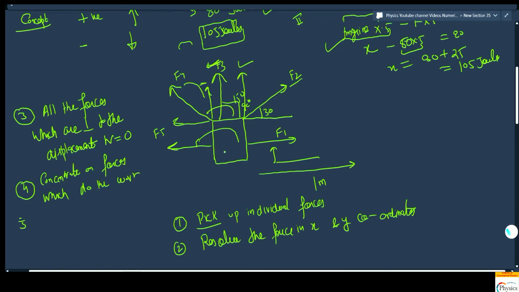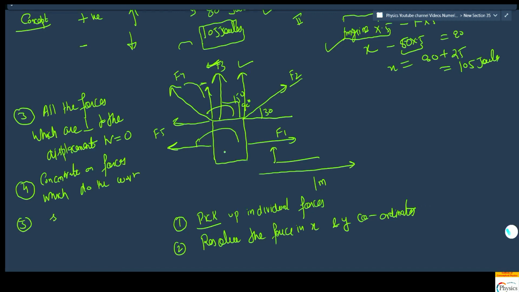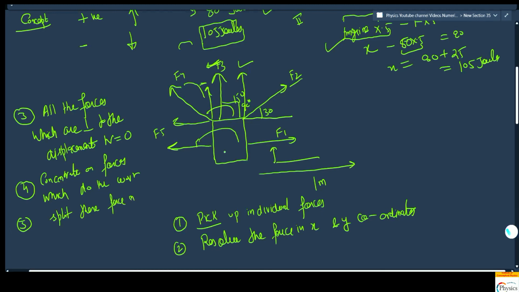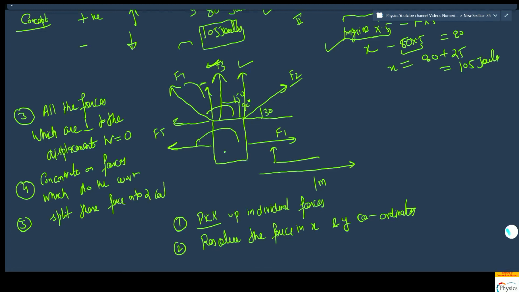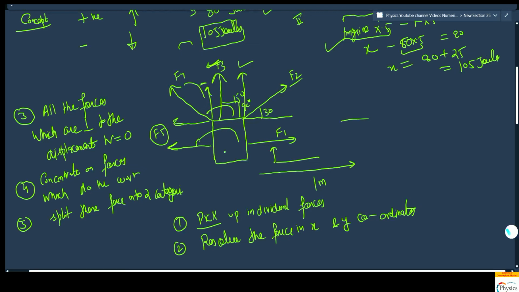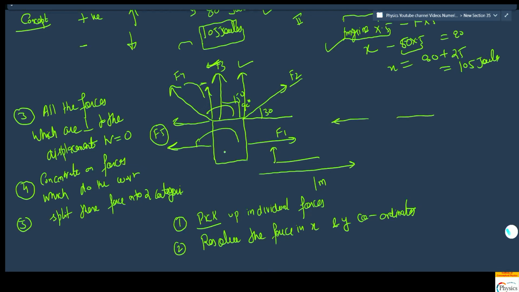Step number 5. Now split these forces into two categories. What two categories are we referring to? So for example, F5 is anti-parallel to the displacement. F5 is in this direction and 1 meter is in this direction.